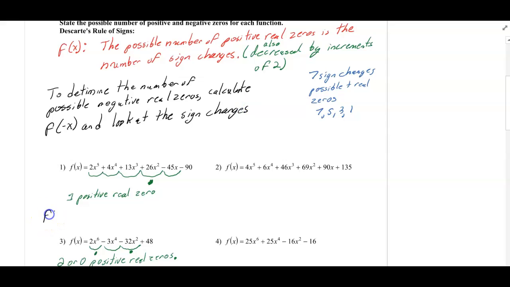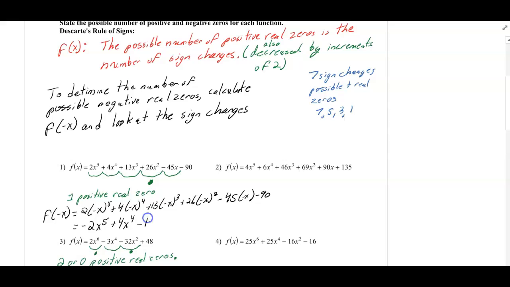So for number 1 here, f of negative x, I'm going to do this one step by step, but I know some of you can skip the steps. So it's 2 times negative x to the 5th, plus 4 times negative x to the 4th, plus 13 times negative x cubed, plus 26 times negative x squared, minus 45 times negative x, minus 90. When you simplify this, you get negative 2x to the 5th. Remember, a negative to an even power is positive, so plus 4x to the 4th, minus 13x cubed, plus 26x squared, plus 45x, minus 90.